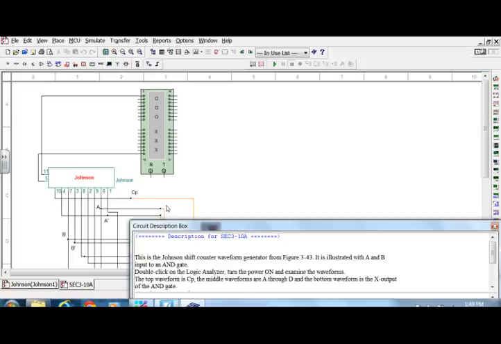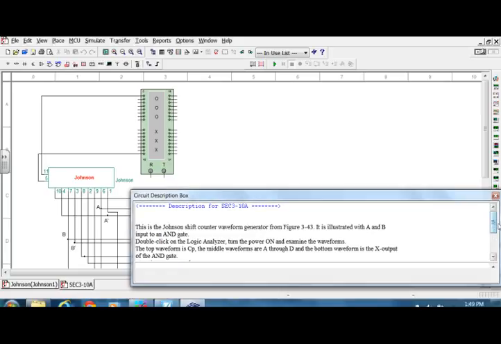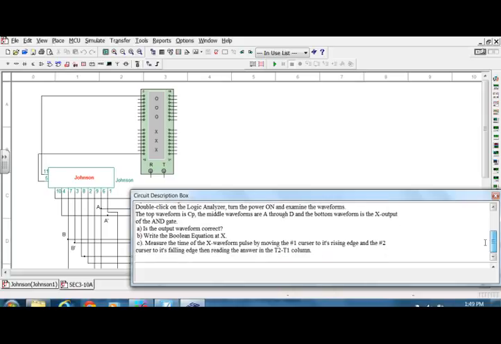Outsmarted the computer. This is a Johnson counter waveform generator figure. It illustrates there with A and B input to an AND gate. Double click on the logic analyzer, turn on the power, and examine the waveform. The top waveform is the clock pulse. The middle waveforms are A through D, and the bottom waveform is the X output. All right, so I read it. And those are the questions we want.